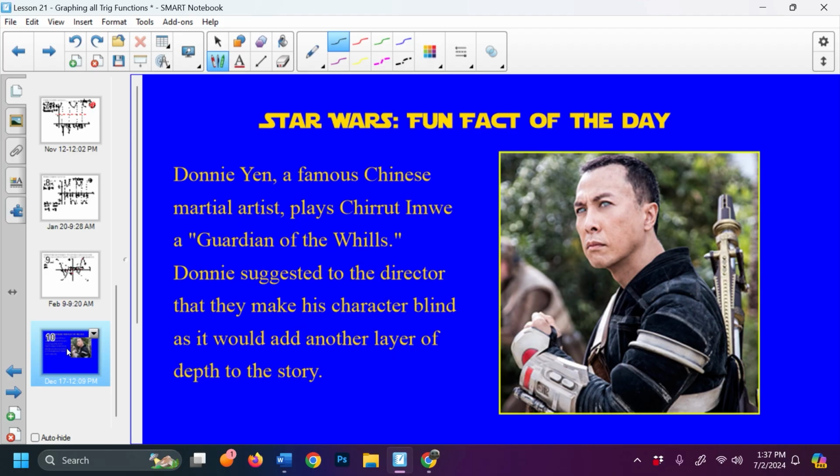Star Wars fun fact of the day. Donnie Yen, a famous Chinese martial artist, plays Chirrut Imwe, a guardian of the Whills. Donnie suggested to the director that they make his character blind, as it would add another layer of depth to the story. And in your favorite math teacher's opinion, Rogue One is the best Star Wars movie since Disney took over.